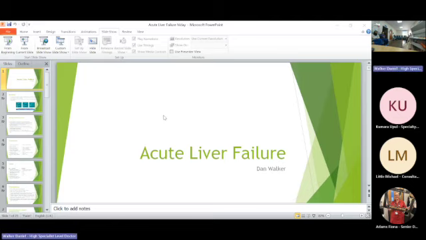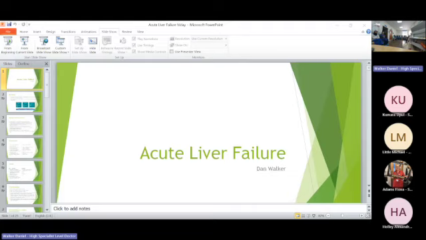So INR greater than 1.5 is what defines the coagulopathy, as we said, in an otherwise healthy liver. It's then subclassified by the onset from jaundice to development of encephalopathy. Less than 7 days is hyperacute liver failure, 7 to 28 days is acute, and subacute is after 28 days up to 12 weeks. Okay, so that's how we define it.